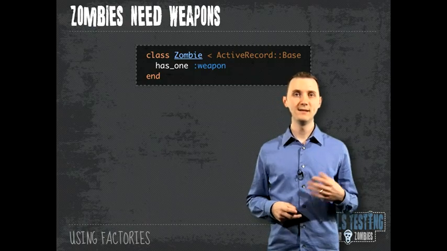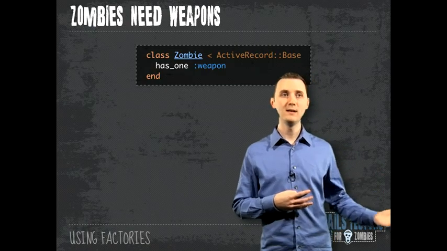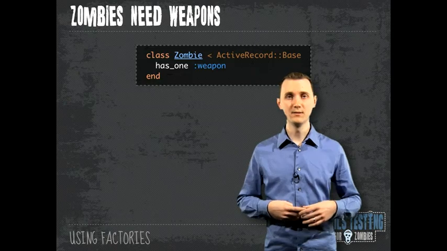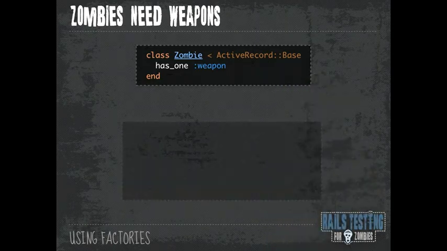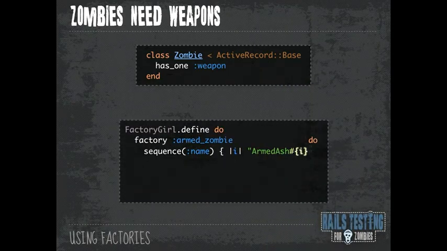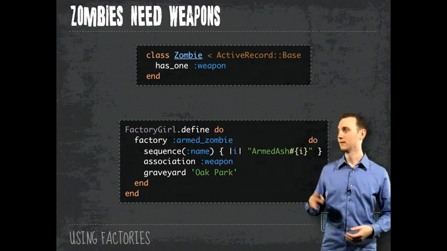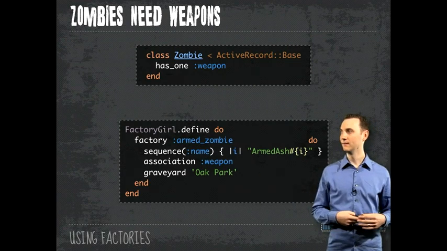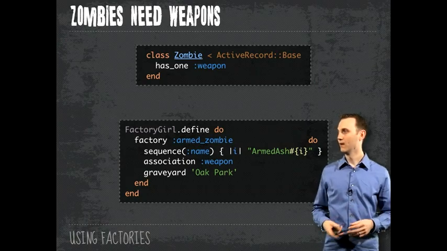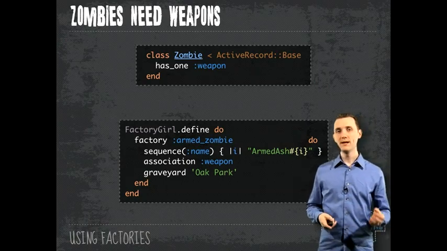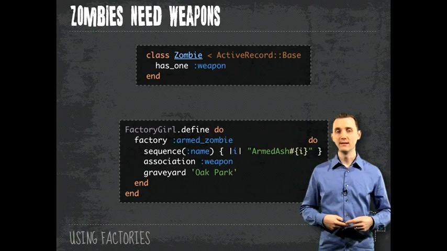So how might you dictate a factory where, let's say, we need for a particular test a zombie with a weapon? So what we might do is open our definition, and we might make a high-level factory called armed zombie in this case, right? Because in theory, we might have already defined a zombie factory. So here, we've got our armed zombie, sequence name, we get the unique name, association weapon, which we just learned about before. So whenever we create a zombie, it will automatically have a weapon, and it's got a graveyard of Oak Park. That's great, except that if you actually try to use this, it's going to explode.